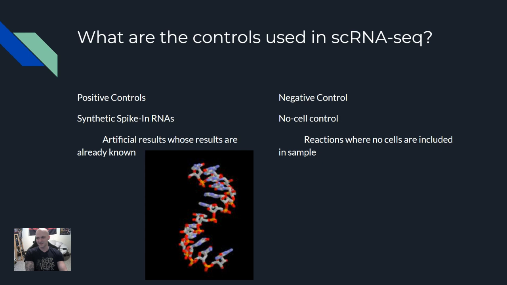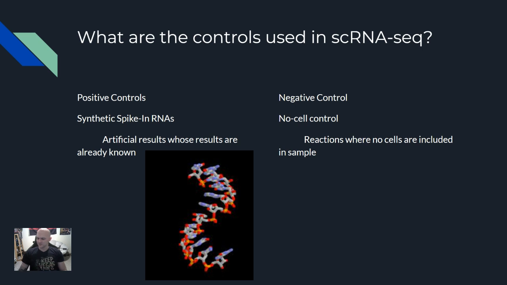So if you're going to be running single cell RNA sequencing, you're going to need a couple of controls in order to make sure that your results are accurate. One positive control that you can use is something called a synthetic spike-in RNA, which is effectively like an artificial block of genetic material that we already know the answer to. It's kind of like typing 2 plus 2 equals 4 into a computer and making sure the computer does say 4. If it doesn't, you may need to recalibrate your machine.